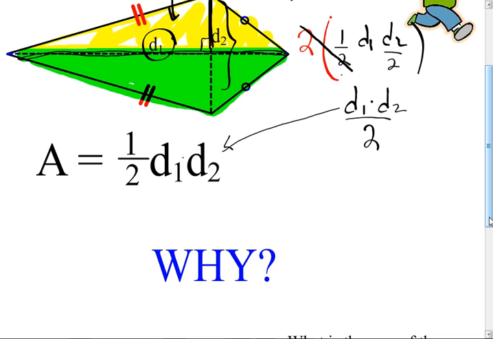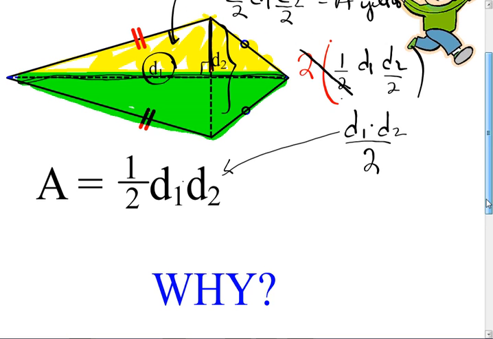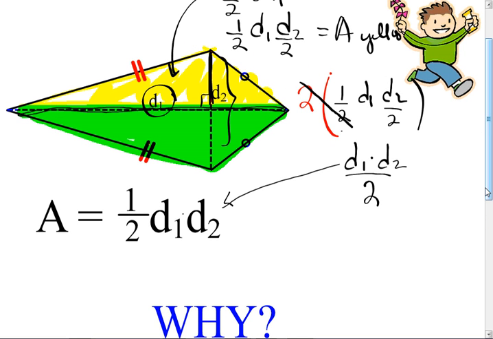So why do we have to show that before? I'm showing you why the formula is what it is. So I found the area of the top triangle, and I doubled it to get the kite, because these two triangles are the same.